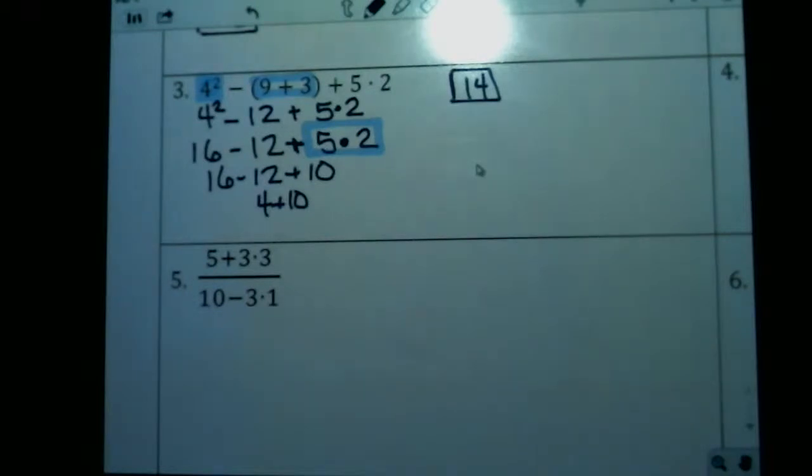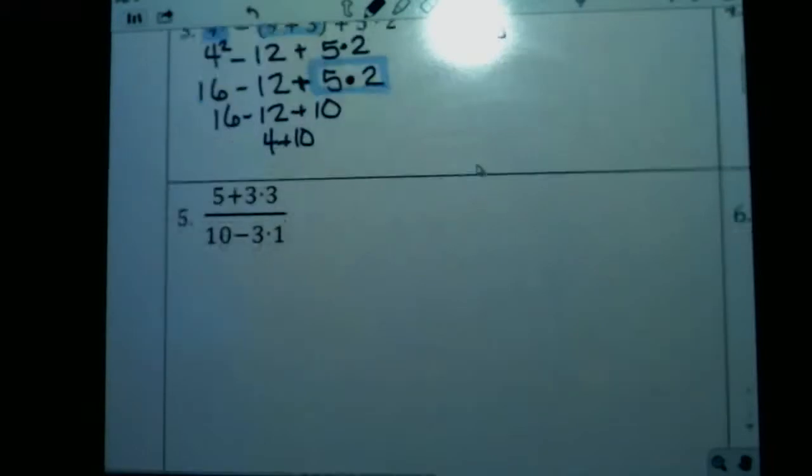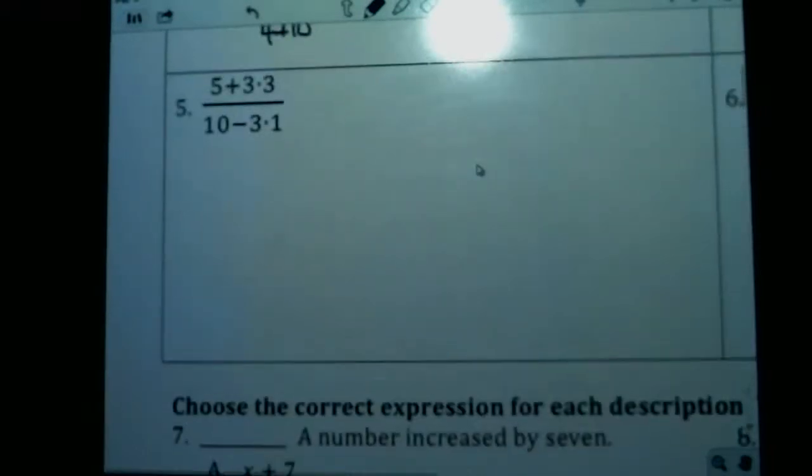All right, one more PEMDAS, and then we're going to go down to writing expressions. When you have one like this, you want to do what's on top first. So on top, I have an addition and a multiplication. Under PEMDAS, we need to do the multiplication first, so that becomes 5 plus 9. And then we can go ahead and finish that off with 5 plus 9, which is 14.